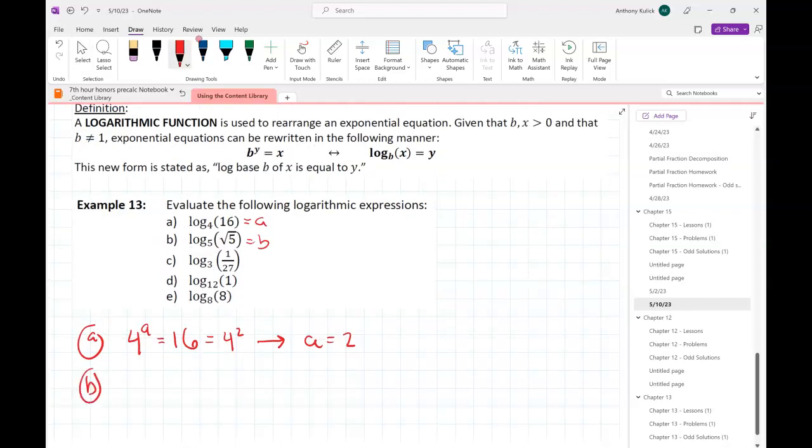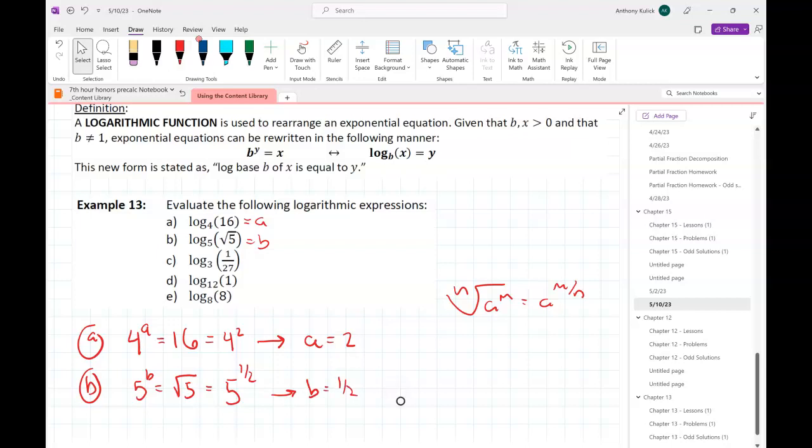The next one will say that's equal to b. So I can say 5 to the b is equal to the square root of 5. And then how do I write the square root of 5 as a base 5 number? It's not negative 2. It's 1/2. Yeah. Remember that's the rule for radicals. So again, we can see that b is just clearly 1/2.